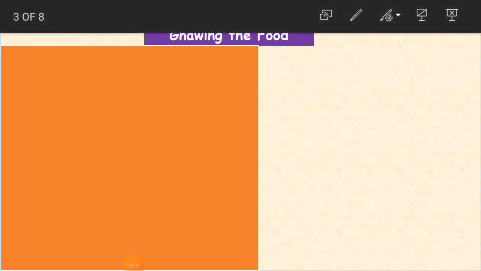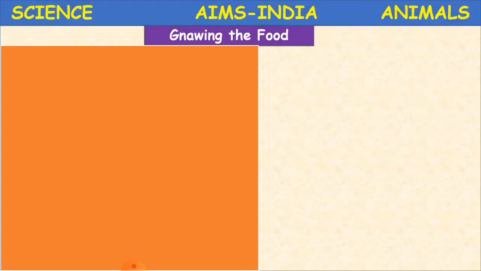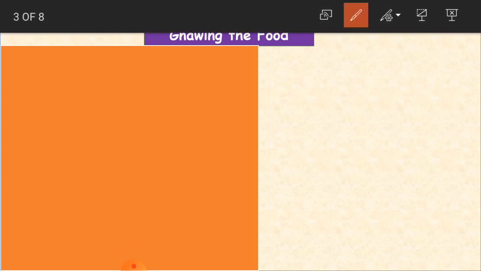Children, here in this word GNAWING, we will pronounce this as gnawing actually. So G remains silent here. Okay, you have to pronounce it as gnawing the food. So how it is, we'll just see.